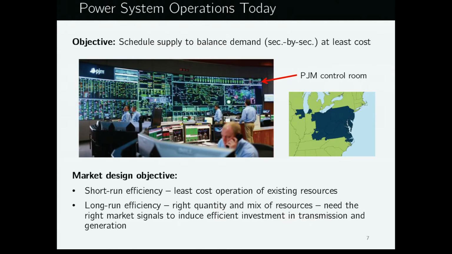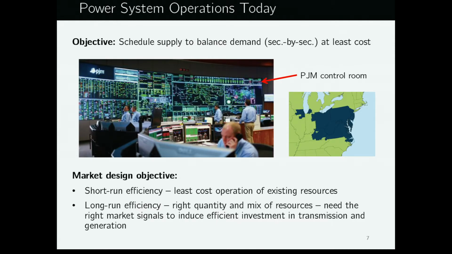So the system is quite sophisticated, but the basic objective is to schedule supply to balance demand on a second-by-second basis. This should be done in a least cost fashion while ensuring some level of reliability in operating the system, or robustness to failures or contingencies. The market design objectives are twofold. First is short-run efficiency. You should design the market in such a way that the market participants are incentivized to reveal private information that leads to efficient operation of the system in the short run. Okay? And this is cost information primarily.